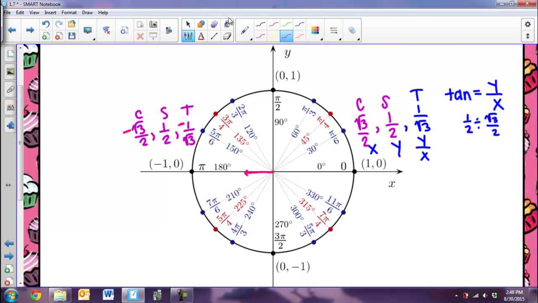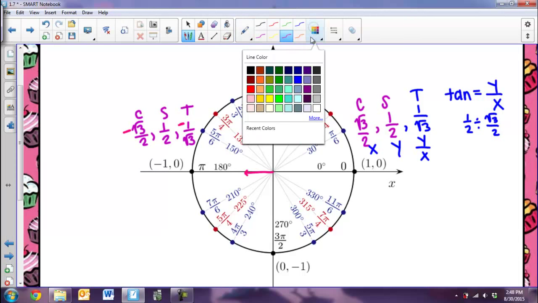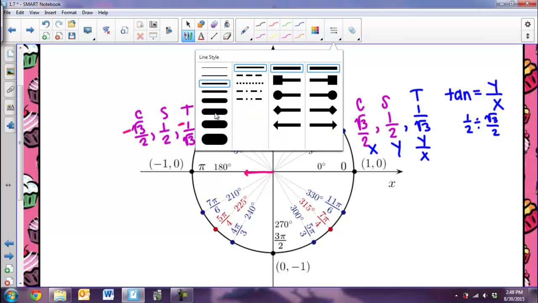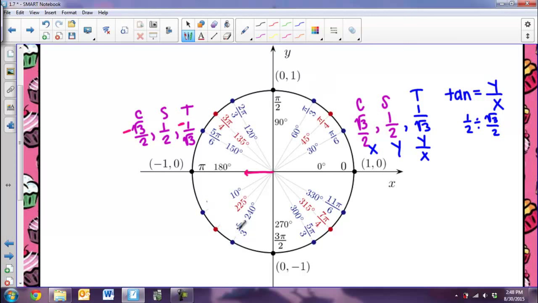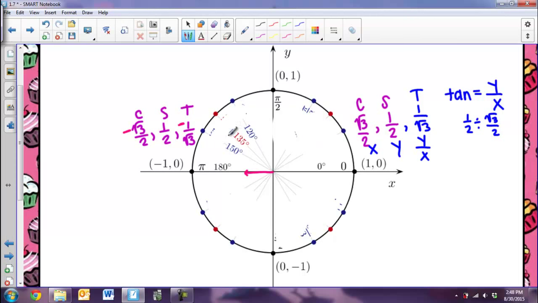Okay, and we have a cute little saying for this. Let me get this erased in here. You can just write it in the corners, it's fine. So when you're thinking about your quadrants, I just wanted to make this less messy.